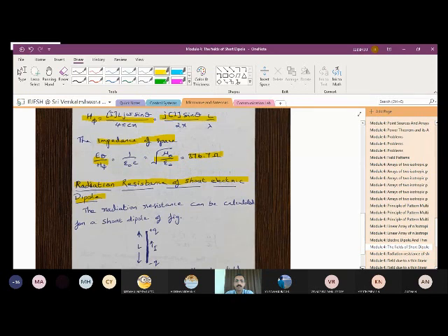The radiation resistance can be calculated for a short dipole of the figure, the same figure. You can say that the length of the antenna is L and the current flowing through is I, and the charges are plus Q and minus Q. So we are going to see what the radiation resistance is for this short electric dipole.